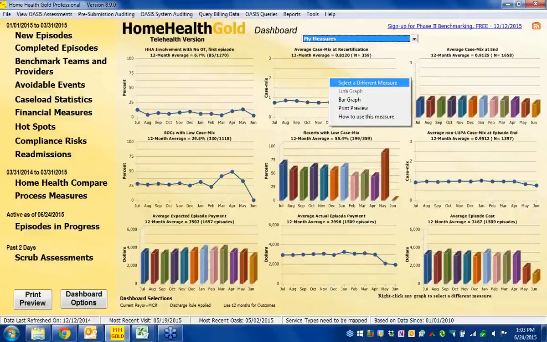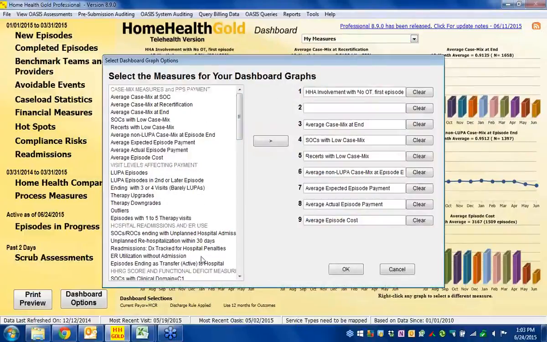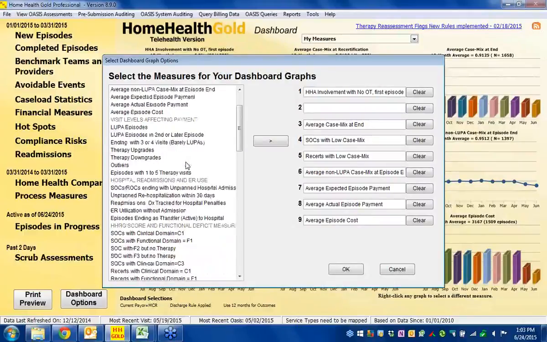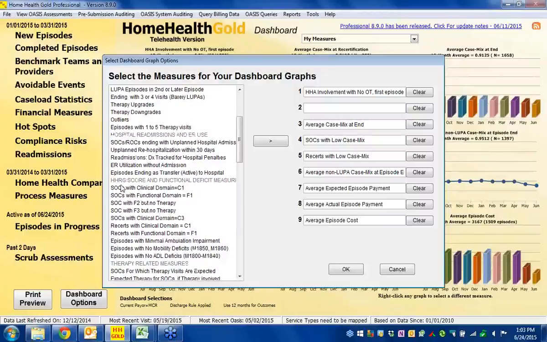By right-clicking, I can select a different measure and see the list of all 86 different measures. But these are the groups that we've placed them in now: the case mix measures, visits affecting payment, so things like LUPAs and upgrades and downgrades. A new category of hospital readmission and ER use, where we can see some graphs and trends for that type of information. Scores, HHRG scores, and functional deficit measures.